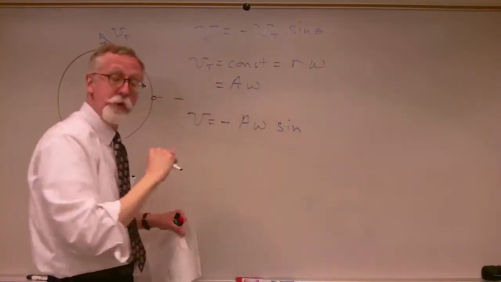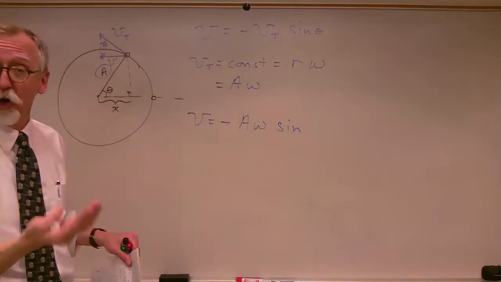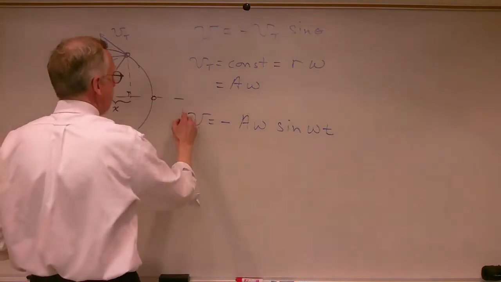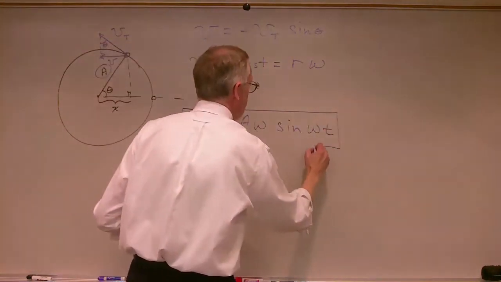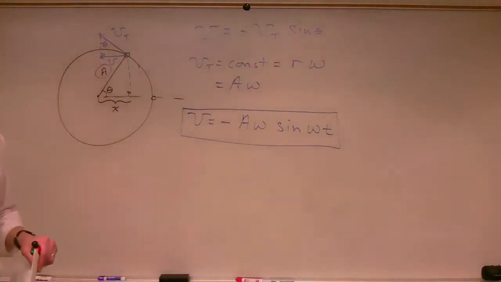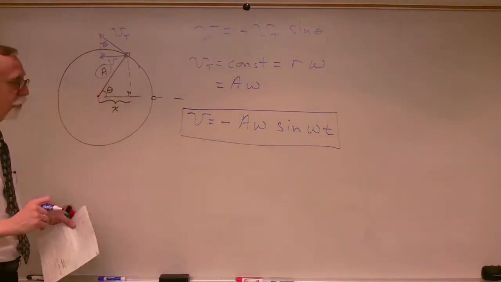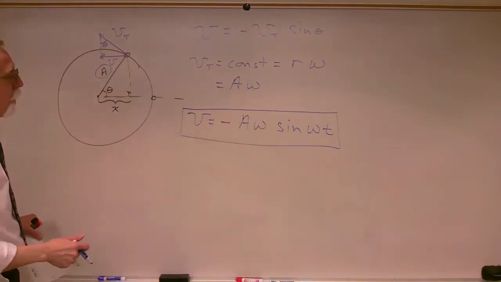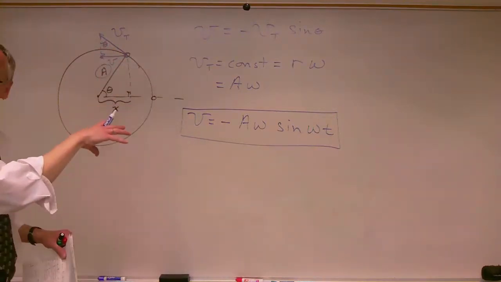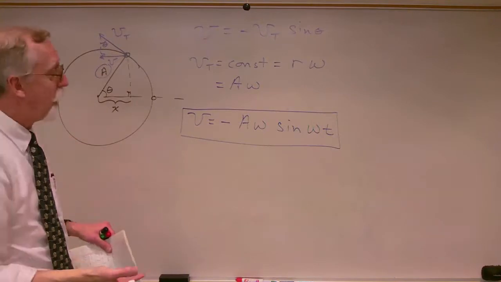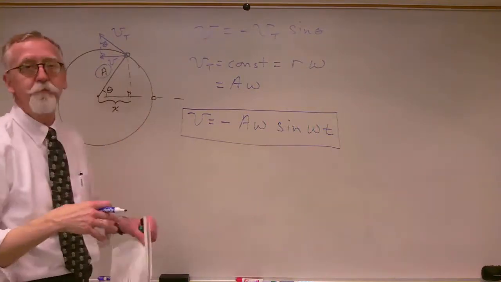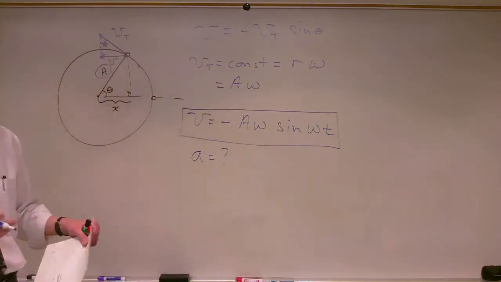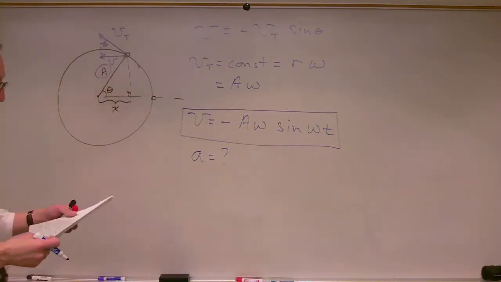But theta, remember from before, is just omega t. So we can write this as sine omega t. There we go. There is our velocity as a function of time for our uniform circular motion. V equals minus a omega sine omega t. Well, if you remember from before, we've got the position as a function of time. We have the velocity as a function of time. Well, what's next? What is the acceleration as a function of time? Let's see if we can't figure that out.